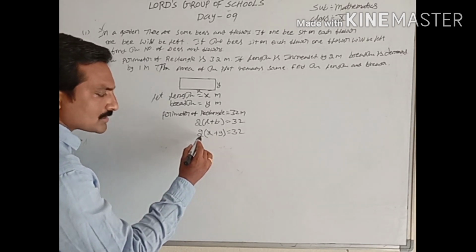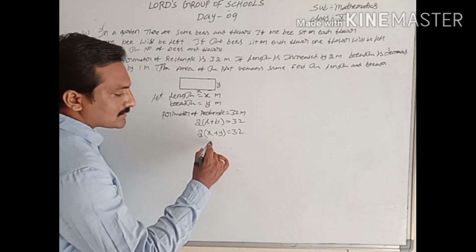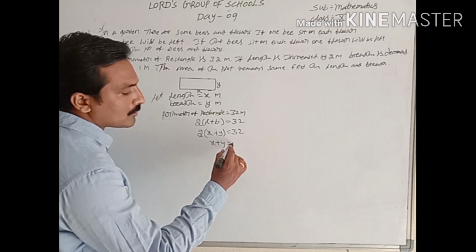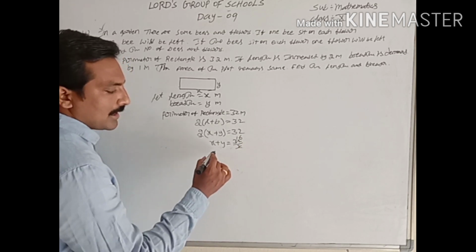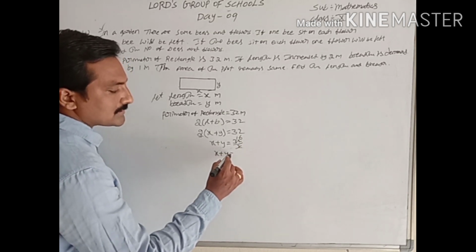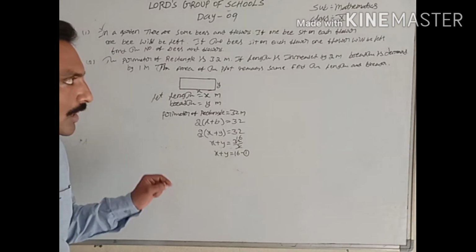Now this side, 2 is a multiplying term. When you transfer it to this side, it becomes division: x + y = 32/2, which is 16. So x + y = 16. This is the first equation, complete. Next, what is it saying?